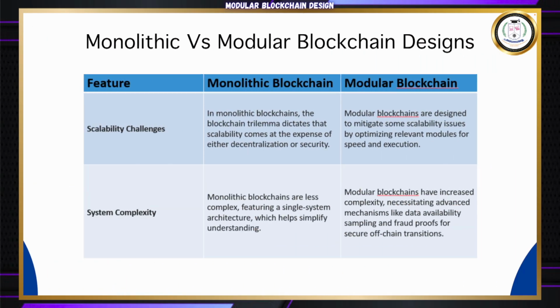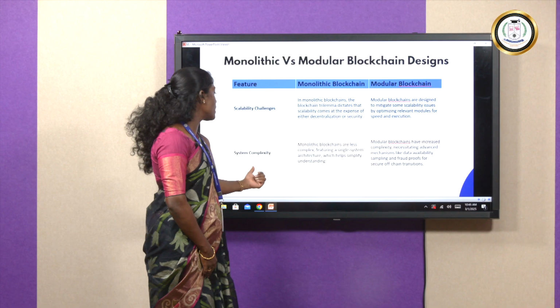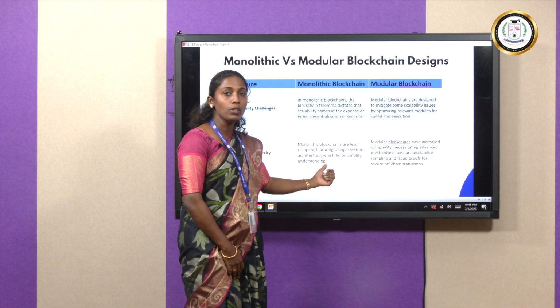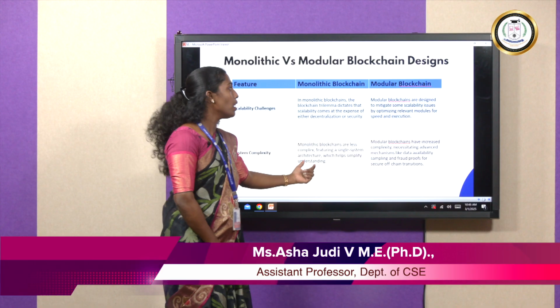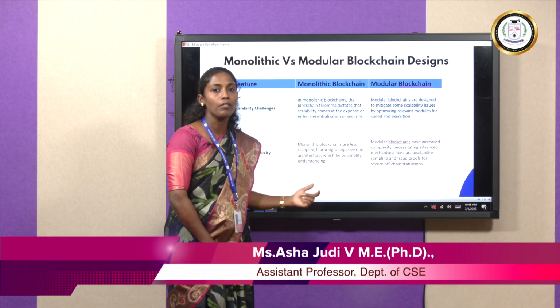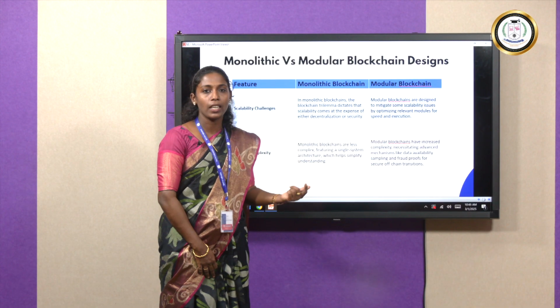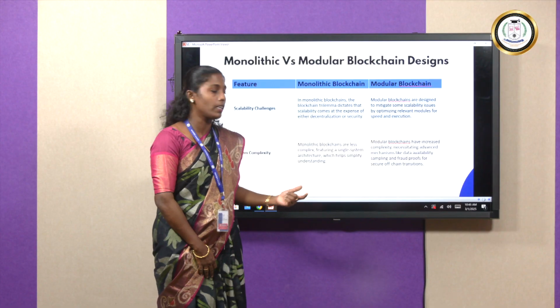So this is the difference between the existing monolithic and the modular blockchain. The first category is scalability. Monolithic provides low scalability when compared to the modular blockchain. And then system complexity: monolithic will have less complexity, but modular blockchain has more complexity because we are including the Validium, rollup, and all the approaches.